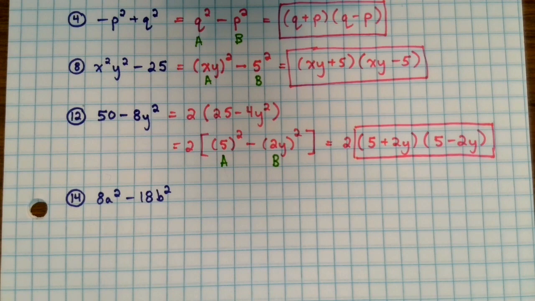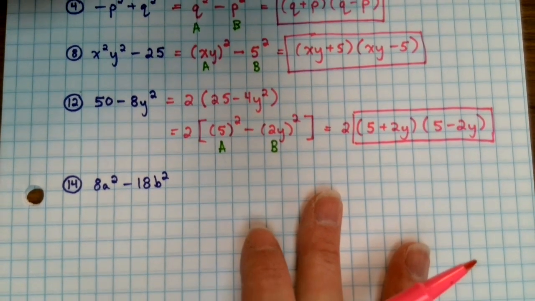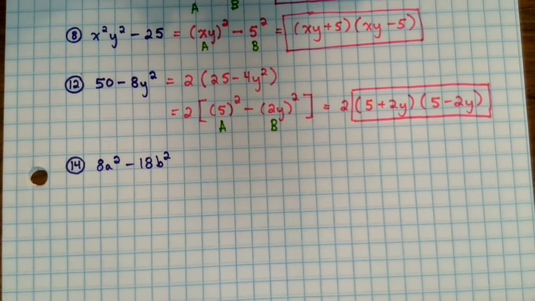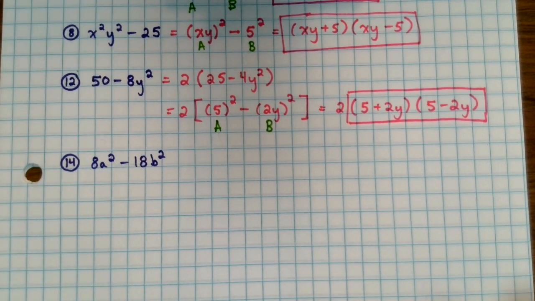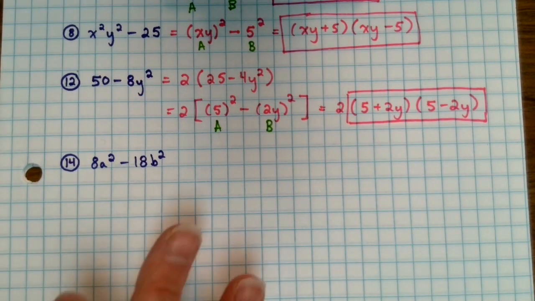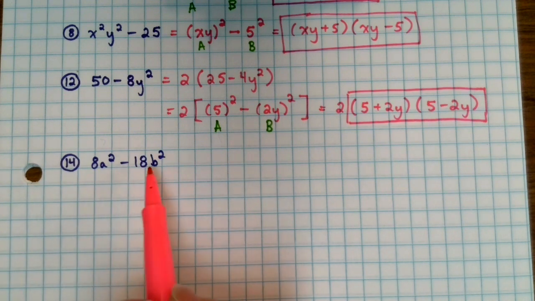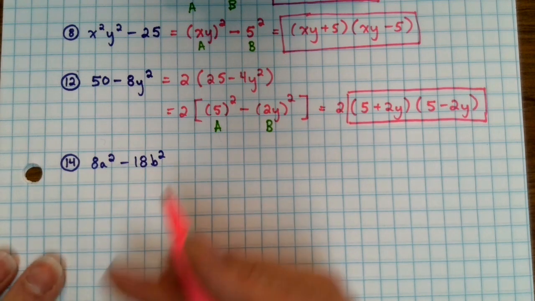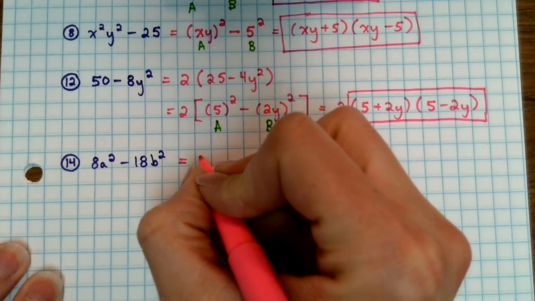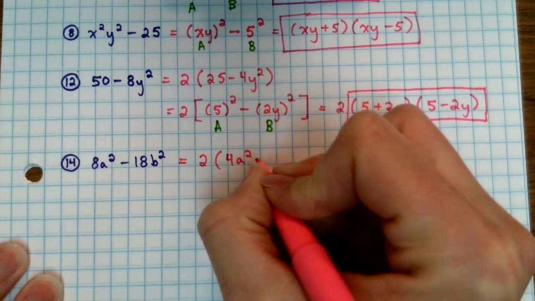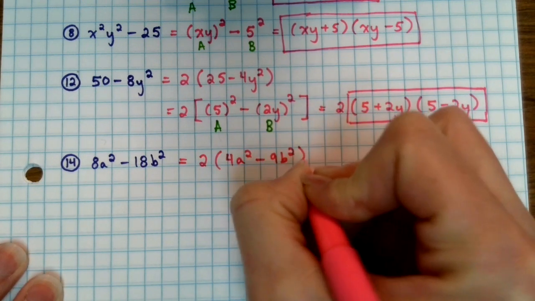And then taking a look at our next one, number 14, we got 8a squared minus 18b squared. So with this one, again, it's very similar to the last problem where we don't necessarily see those perfect squares in order to help us factor this problem. But it's very similar to the last one where these are both divisible by 2. So if they're both divisible by 2, that's what we're going to factor out. So now we're going to have 2, and then in parentheses, this will be 4a squared minus 9b squared.